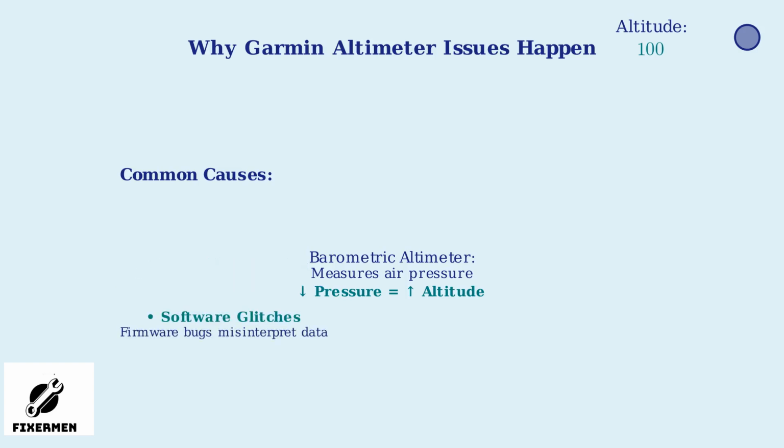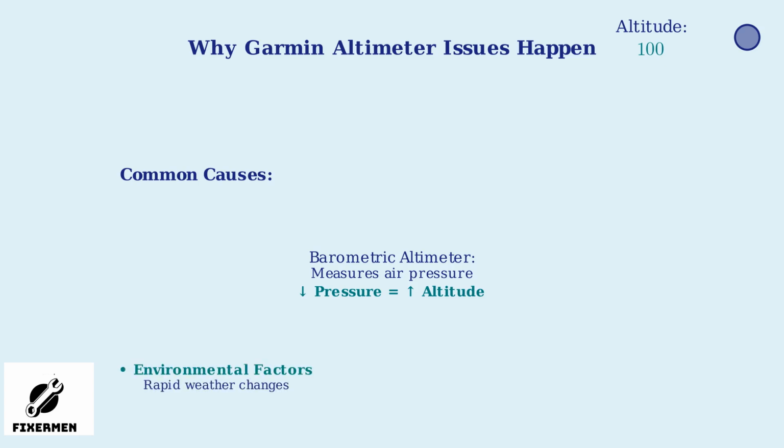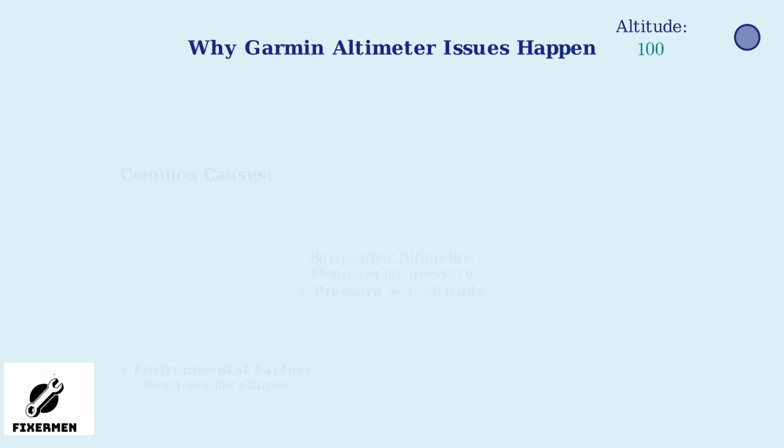Software glitches can cause firmware bugs that misinterpret pressure data, leading to erratic readings. Environmental factors like rapid weather changes can cause temporary inaccuracies in altitude measurements.